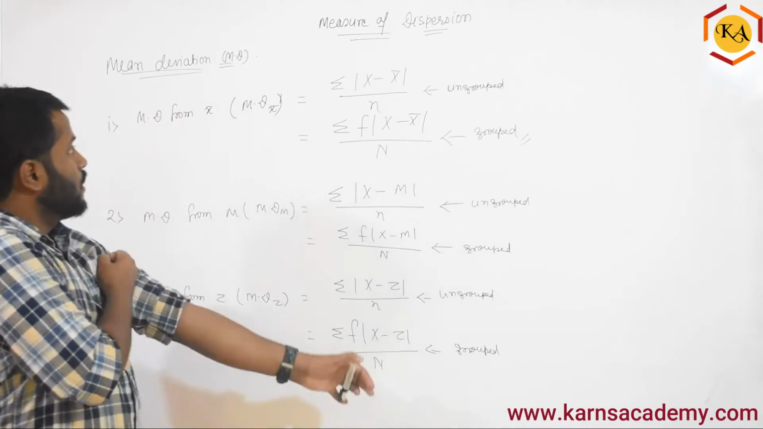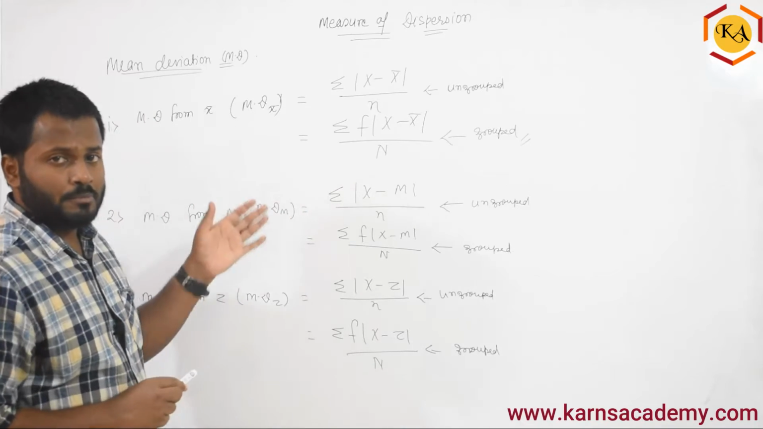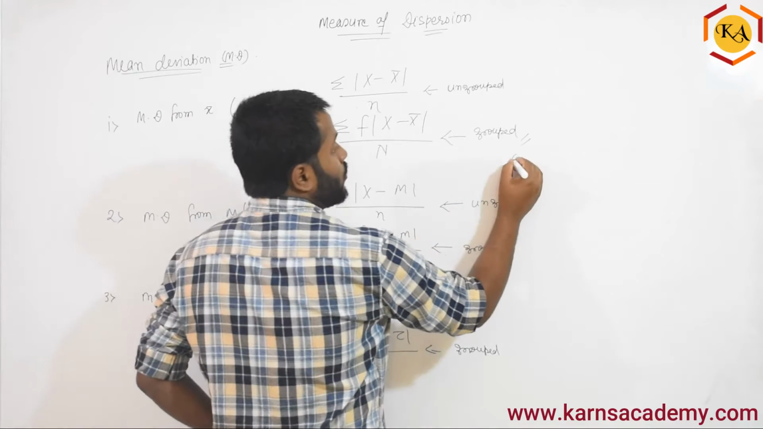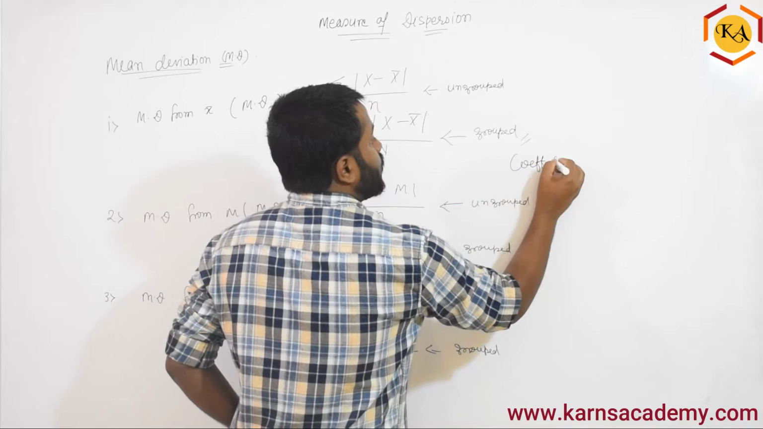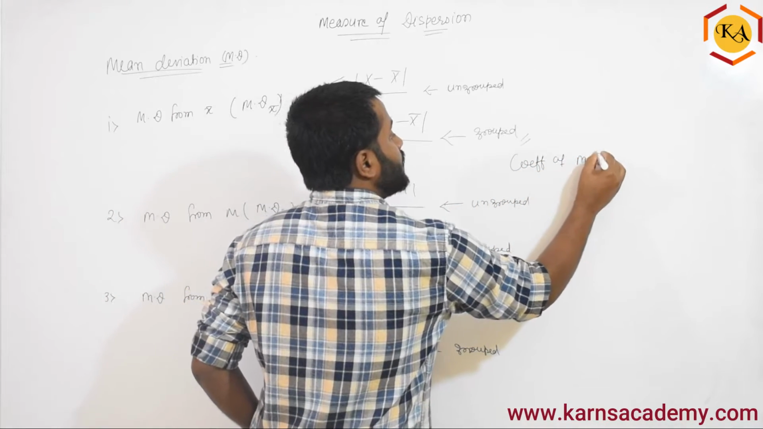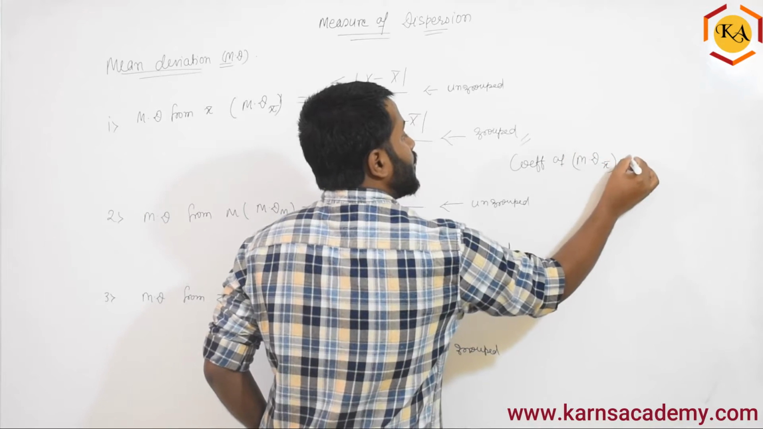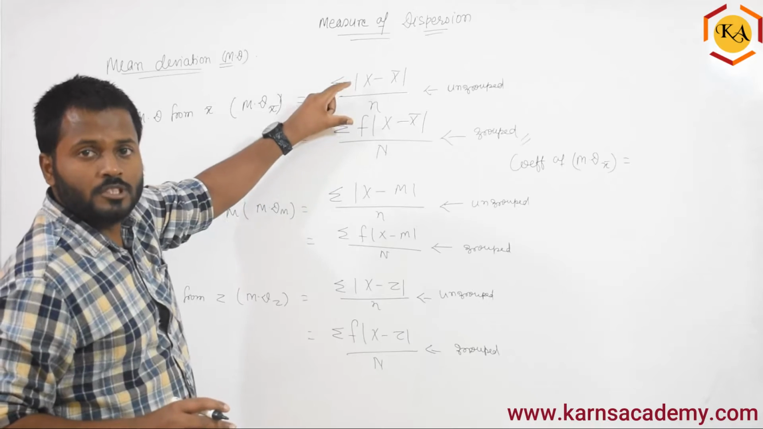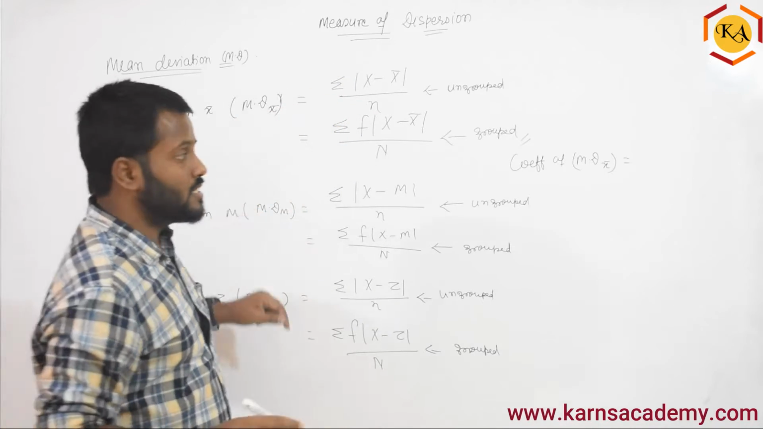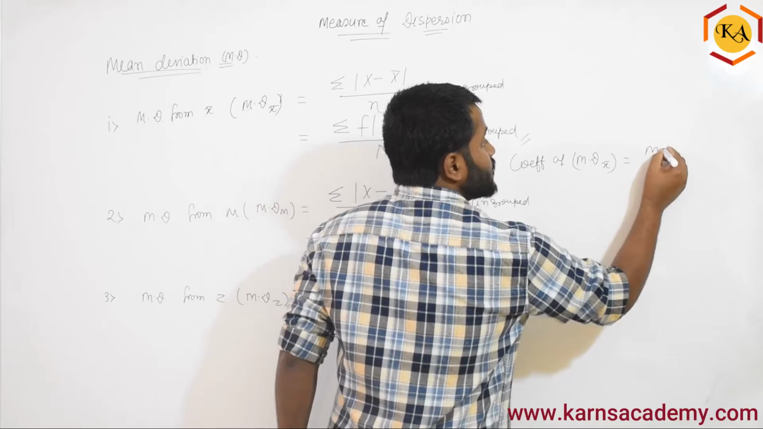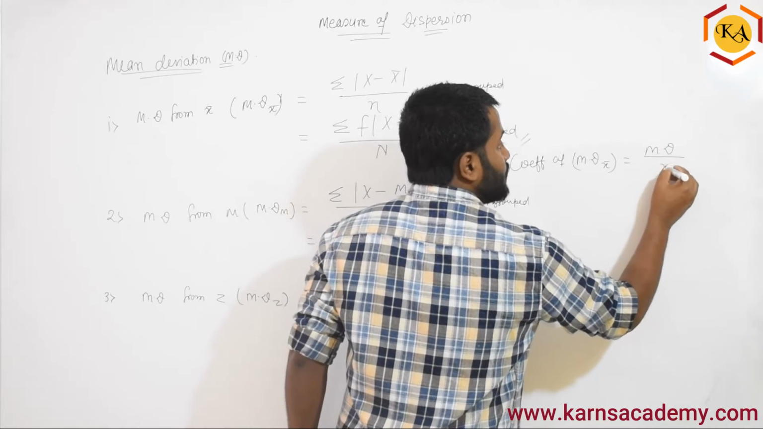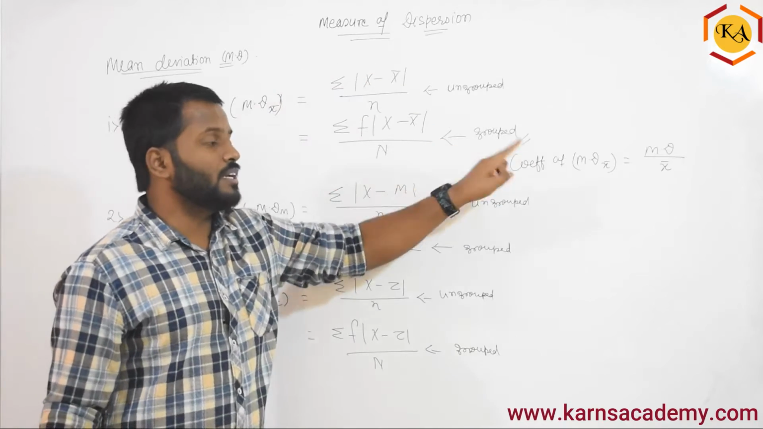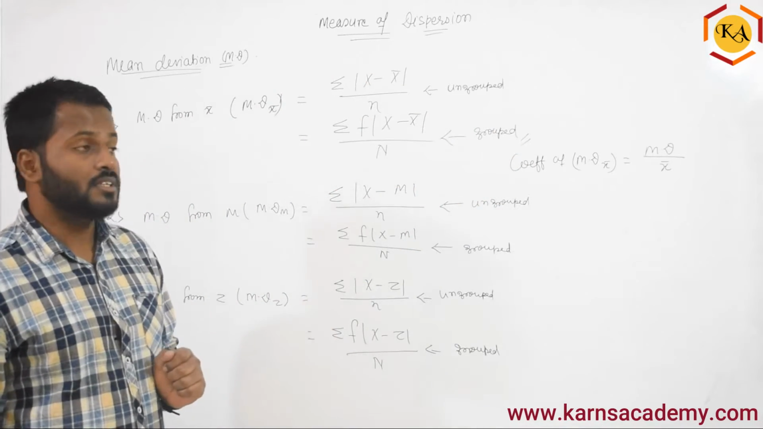Okay, now this is an absolute measure, right? If I have to talk about the relative measure, which is nothing but the coefficient, so coefficient of mean deviation from mean. Any of the formulas you can use depending on the data, you will get the mean deviation answer. So that mean deviation divided by mean.